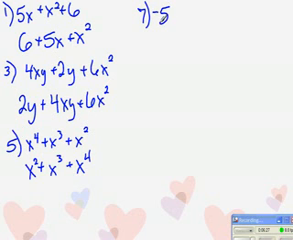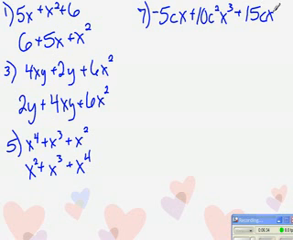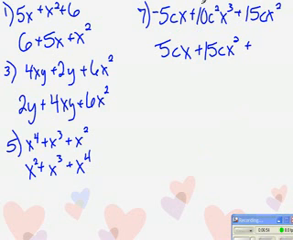Number 7, we have negative 5cx plus 10c squared x to the third plus 15cx squared. Again, it's very important that that c doesn't matter at all. So our lowest power of x, this one only has 1x, that's the lowest. That one has 2 x's, so what would come next? And the last one has 3 x's. Well, x to the third power, I should say.